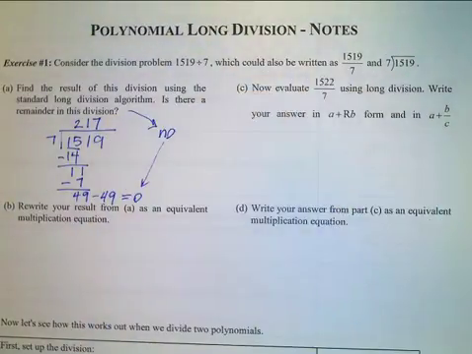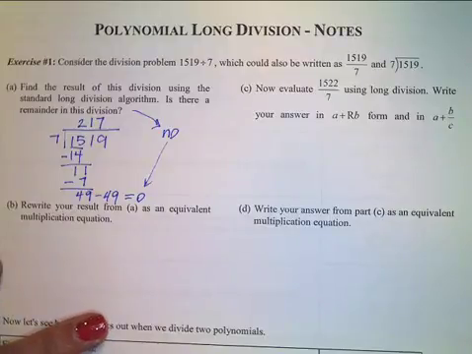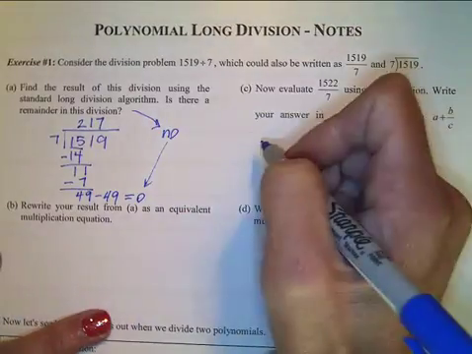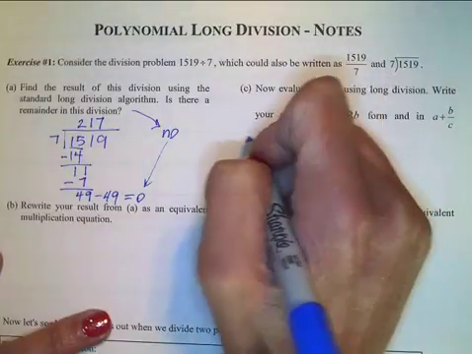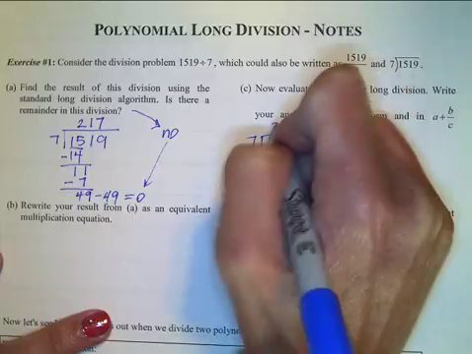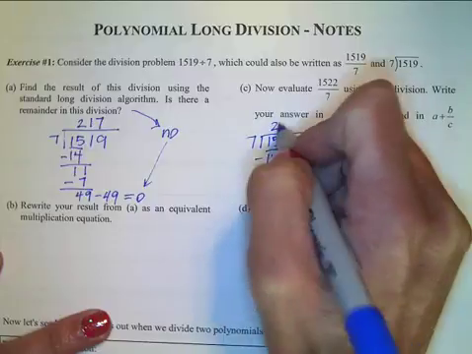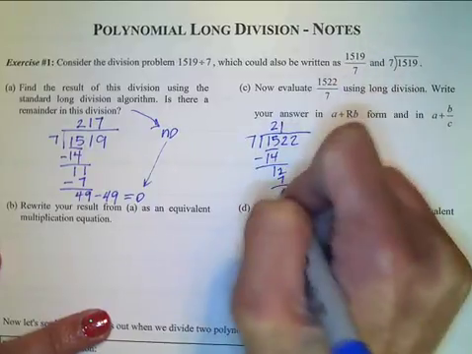So now evaluate 1522 divided by 7 using long division. Write your answer in A plus R over B form and in A plus B over C form. So, the first one, do your division. So 7 into 1522. We already know twice here. 14, draw your line, switch your sign. 1, bring down the 2, goes in once. 7, now we have 52.